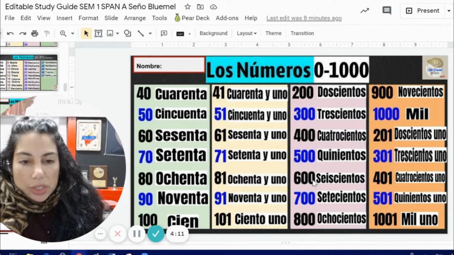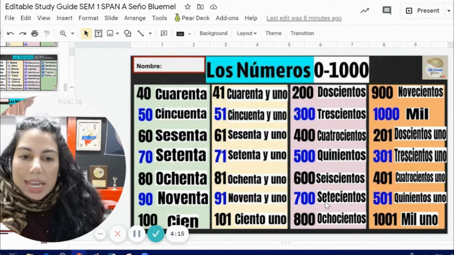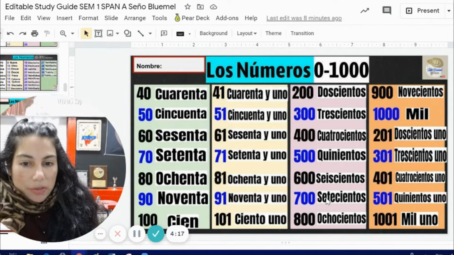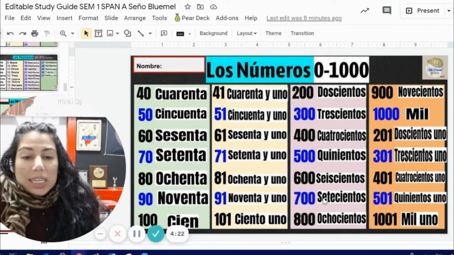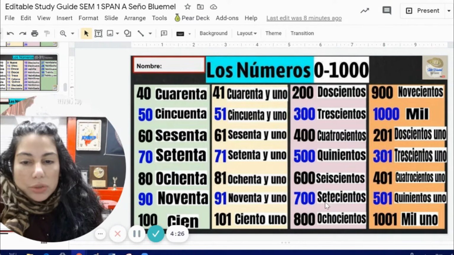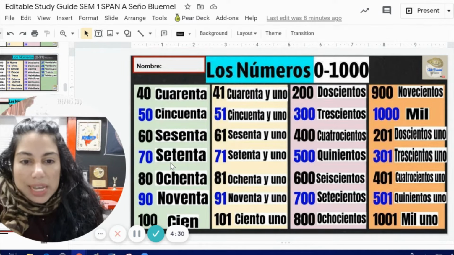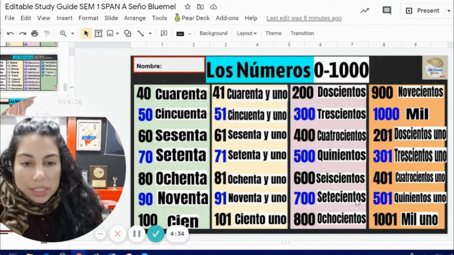And then we go back to the pattern, 600. And then 700 is a little different. We don't say siete, we say sete. So 700. The same with like whenever you say 70, you say 70. So it's that sete, okay? That beginning sete. So 700.